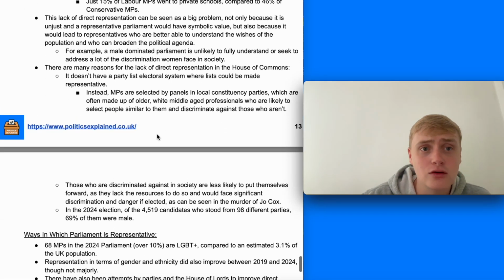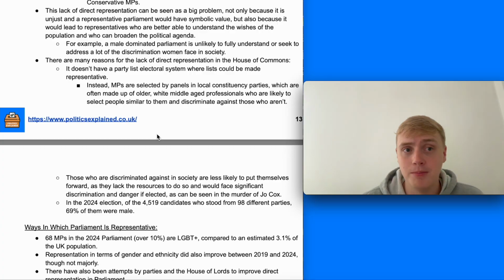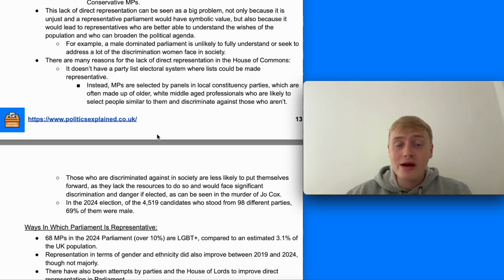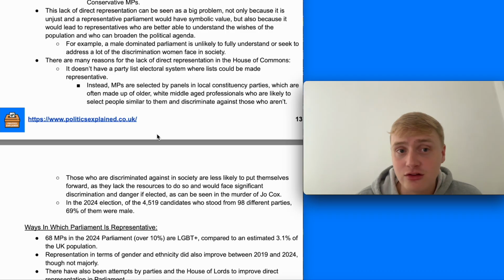And this lack of direct representation can be seen as a big problem, not only because it's unjust and a representative parliament would have symbolic value, but also because if you had a more representative parliament descriptively, they'd understand the wishes of the population more effectively, and that would broaden the political agenda. For example, a male-dominated parliament, as it still currently is, is unlikely to fully understand or seek to address a lot of the discrimination faced by women in society.